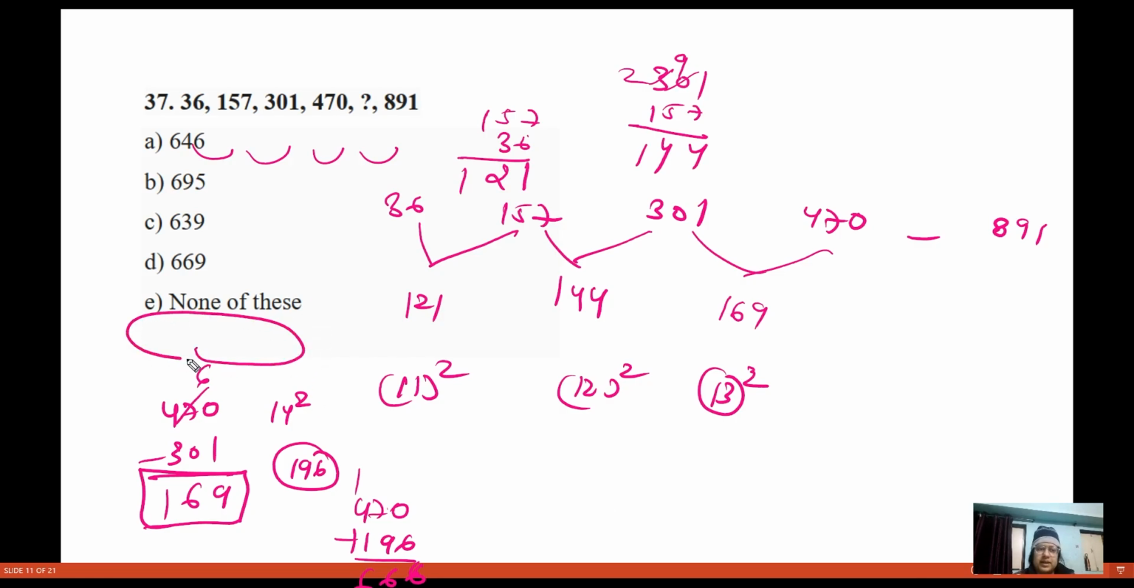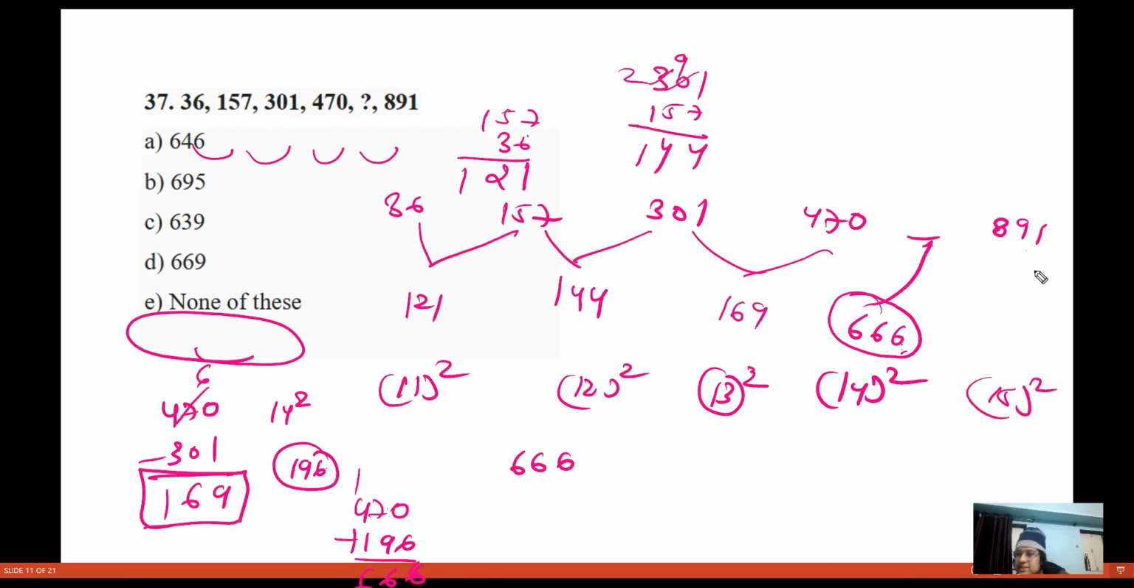So the answer comes to be none of these, because obviously we are getting 666, because you can do 14 square, it is 196. So we are getting 666. Now this is none of these, and if you are in so much of doubt, what we have to do basically here is add 15 square here, and we'll see whether this 891 is correct or not. So 15 square, we know 225, so we do 225 here.